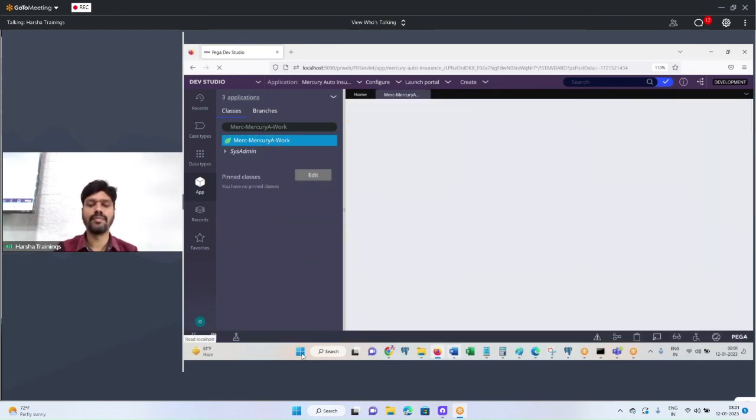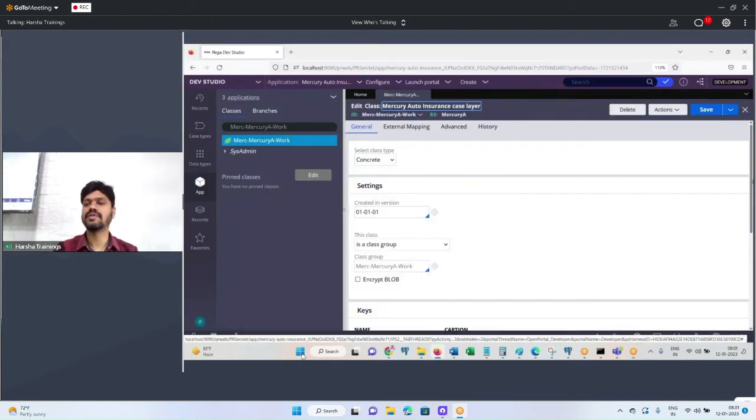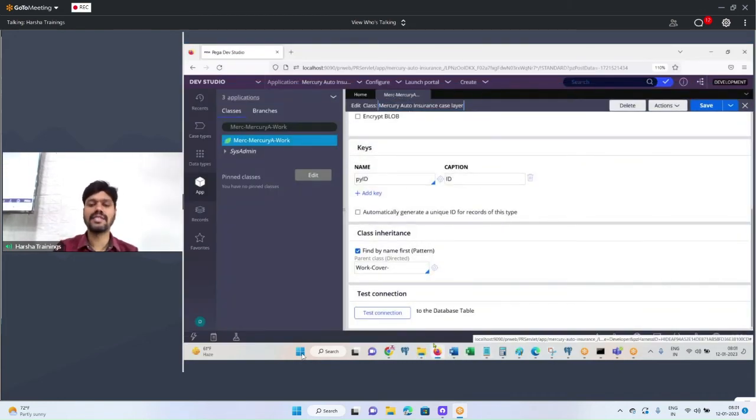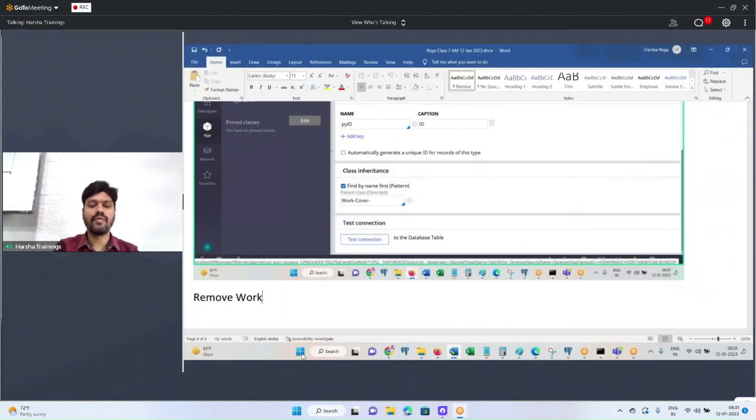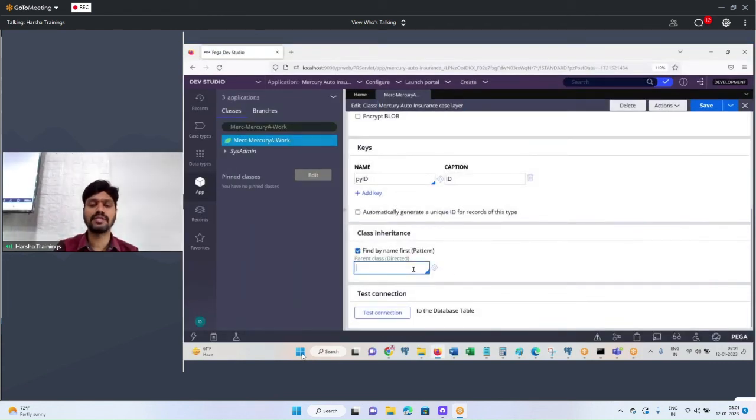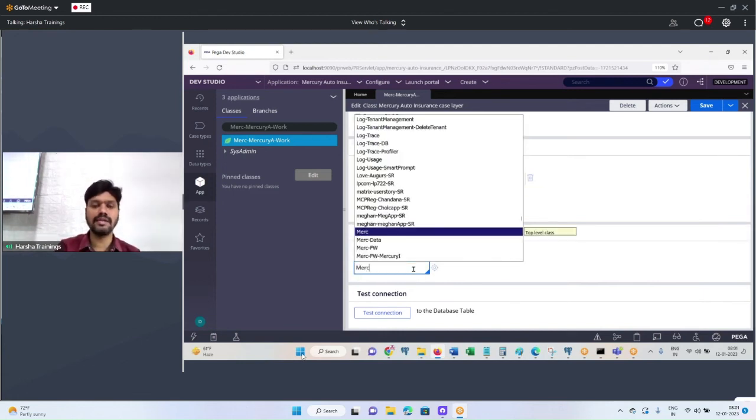Okay, definition of the class group, and you scroll down. Var-cover is there, right? What am I going to do now? Remove var-cover and choose what? FW work class. So I'm going to remove this and choose FW work class, MERC.